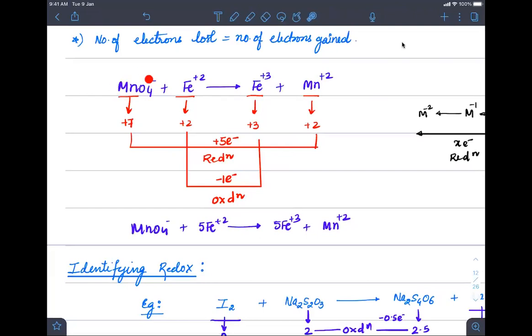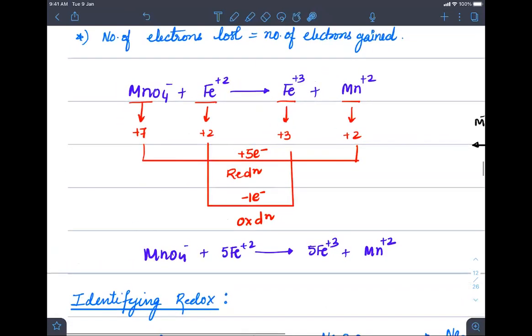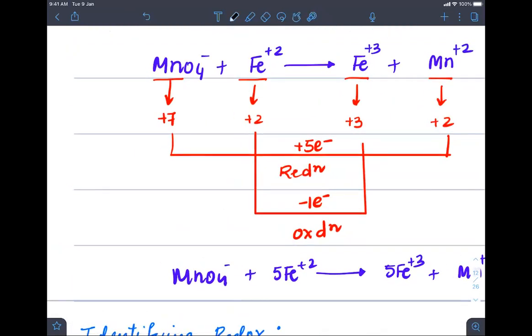If you have MnO4 minus treated with Fe plus 2, it is converting into Fe plus 3 and Mn plus 2. This is what we have learned yesterday. The oxidation state of this is plus 7. Let me show you once again. Amal, check it out. Consider manganese as x. There are 4 oxygens and every oxygen possesses a minus 2 charge. The overall charge is given as minus 1. So the oxidation state of manganese here is plus 7.